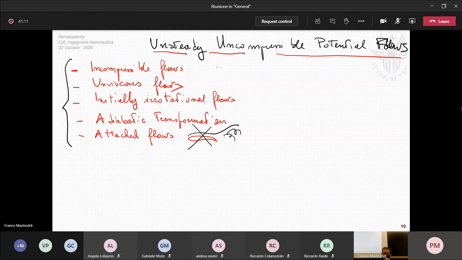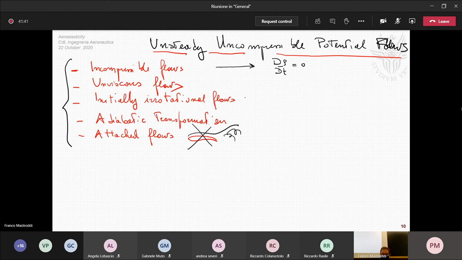Incompressible flow: d rho on dt is equal to 0. So, for any particle, the density keeps constant and does not vary in time. Note that I'm imposing this on the material derivative or substantial derivative, not on the other one.